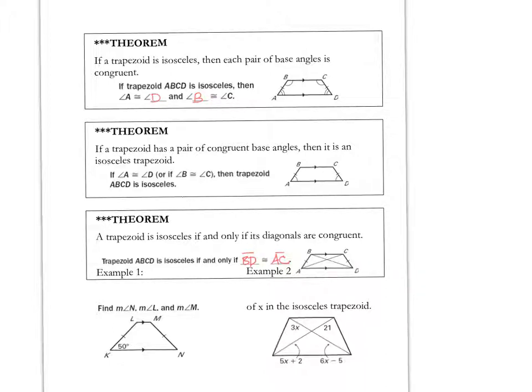Also, if it's an isosceles trapezoid, then the diagonals are congruent. And the if and only if means that the flip is also true. So if the diagonals are congruent, then it's an isosceles trapezoid.